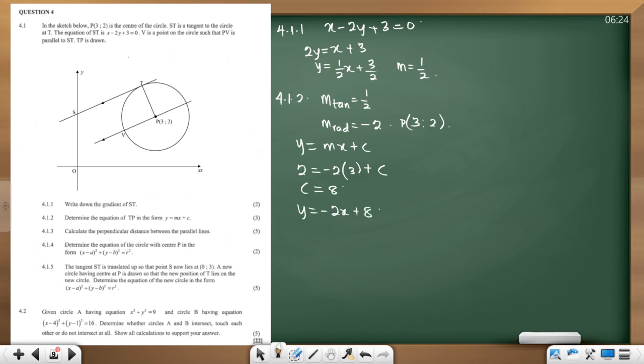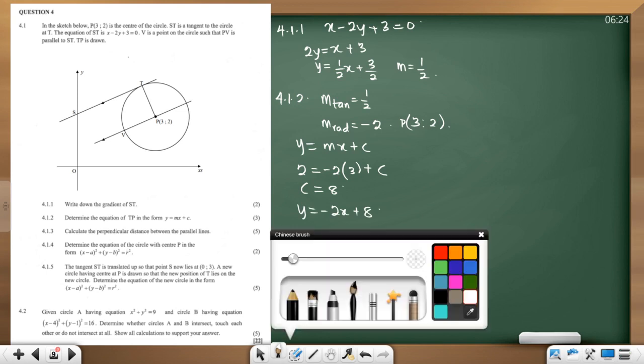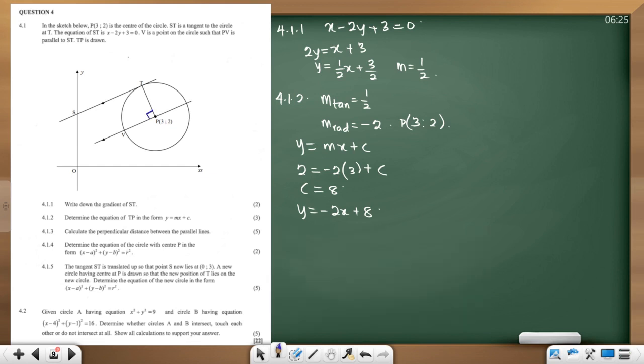Calculate the perpendicular distance between the parallel lines. The perpendicular distance means it must be 90 degrees between the parallel lines. So basically, we are looking for 4.1.3. We are looking for the length of PT. But I cannot get the length of PT if I don't know the coordinate of T. So how do we find T?